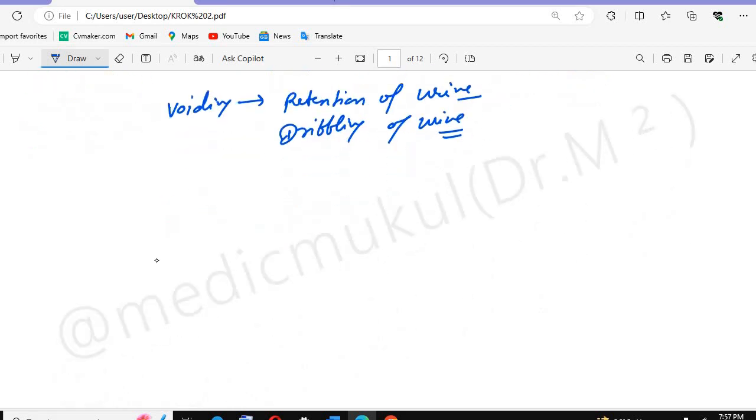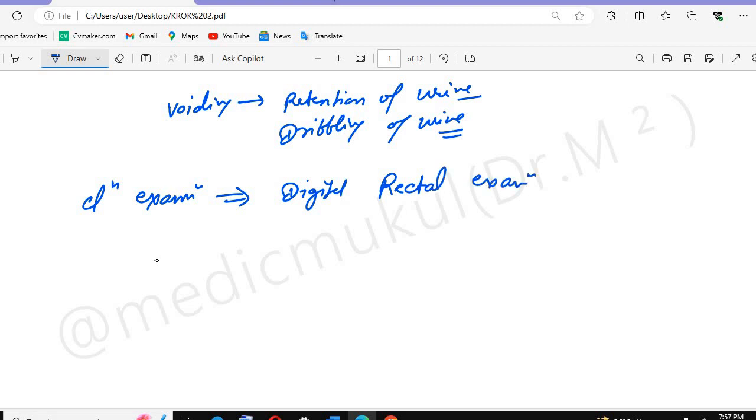What clinical examination do we have to do? If we want to do the clinical examination, we do the digital rectal examination. Then the investigation of choice: we do the ultrasound of the abdomen. In the ultrasound of the abdomen, we will check the volume of the prostate.